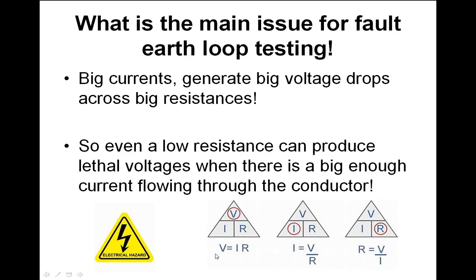That's why it's important to make sure it's as low as possible within the specifications, and why you have to do these tests. Even a low resistance can produce lethal voltages. 100 volts can be lethal when there's a big enough current flowing through the conductor. Again, if you've got 100 amps flowing down the earth wire and just 1 ohm resistance, you're looking at about 100 volts. And if you touch that, 100 volts can potentially be lethal. You certainly feel 100 volts, that's for sure. I've had my fair share of shocks. You feel it, it makes you dance.